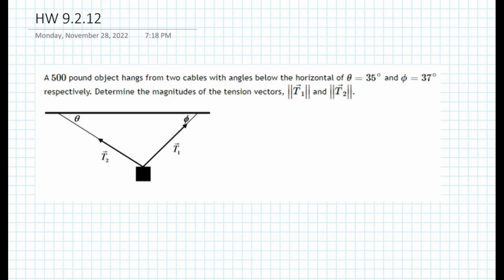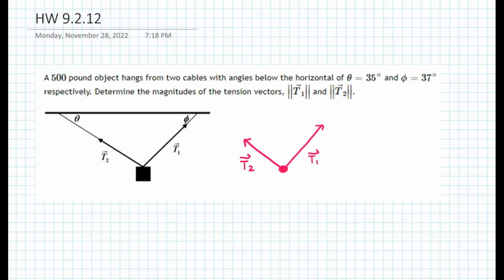So we have a little diagram here. I'm going to redraw a diagram. Here is the 500-pound object. We have a cable there and a second cable there. I'm going to label this T2. I'm going to label this T1.